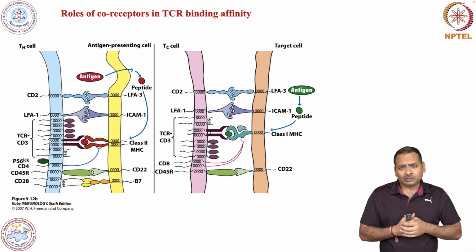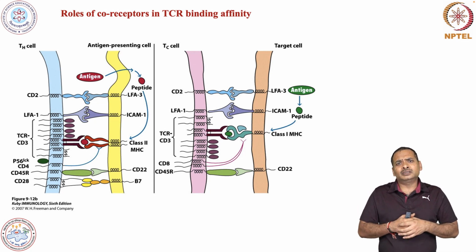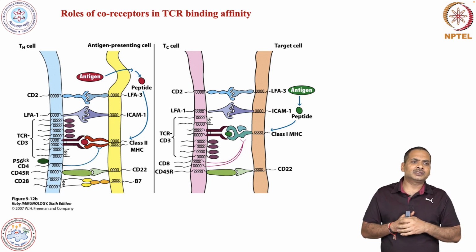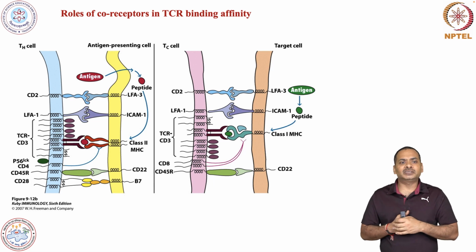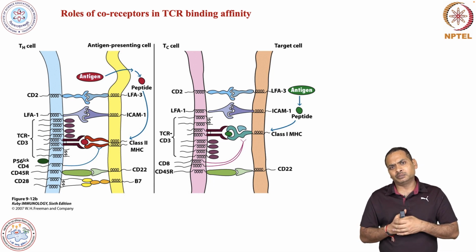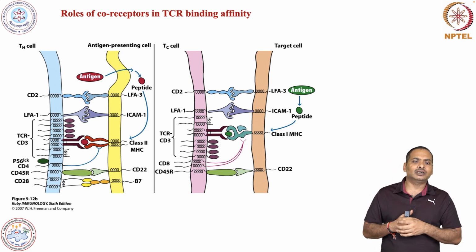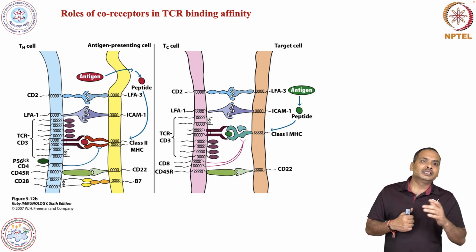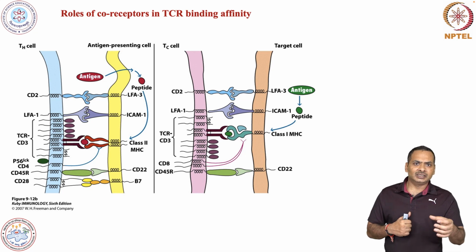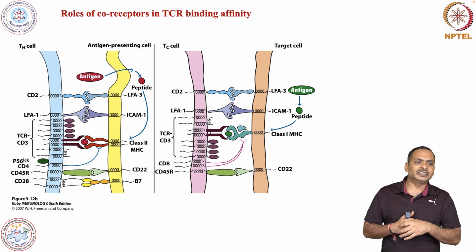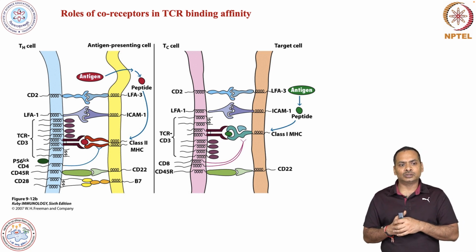So this picture will explain more clearly. You can see that there is a T helper cell and an antigen presenting cell. The antigen from outside is taken up by the antigen presenting cell and presented along with the MHC class 2 molecule, and this is seen by the TCR and CD3 complex. This is basically facilitated by the CD4 molecule.